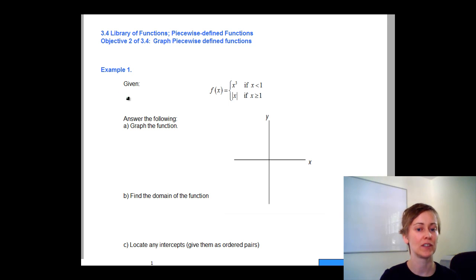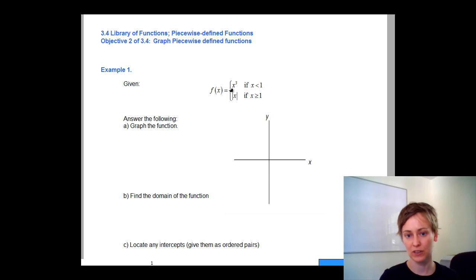So it says this: given f of x equals, and there's a bracket. So f of x equals x cubed if x is less than 1, else it equals the absolute value of x if x is greater than or equal to 1. Okay, so let's talk about the questions that follow. Part A says this: graph the function.